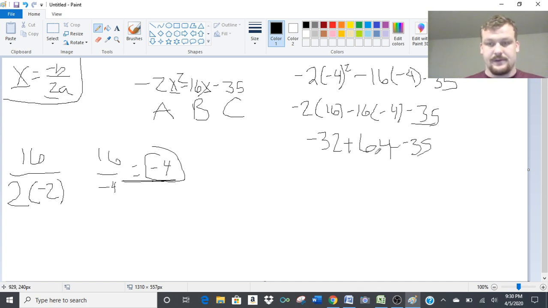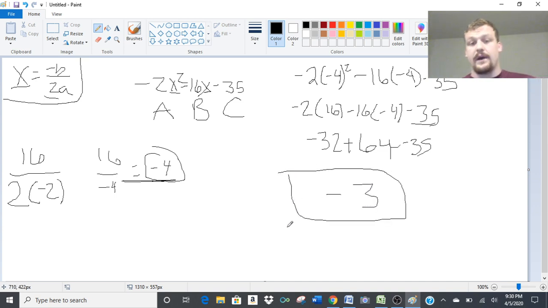So then you could just do negative 32 plus 64 minus 35. Oops, that did not look right. 64 minus 35 minus 32 is negative 3. So yeah, this is your y. So the ordered pair of the vertex of the parabola would be -4, -3.